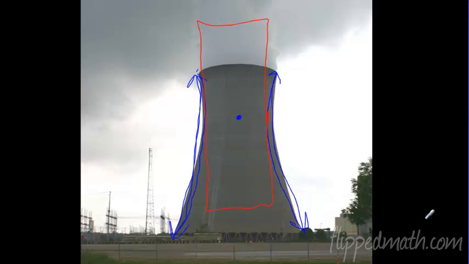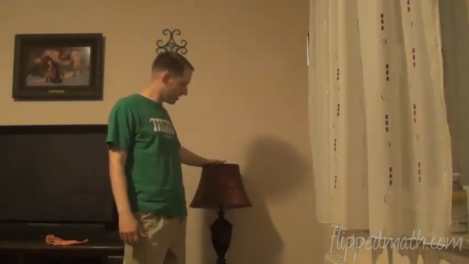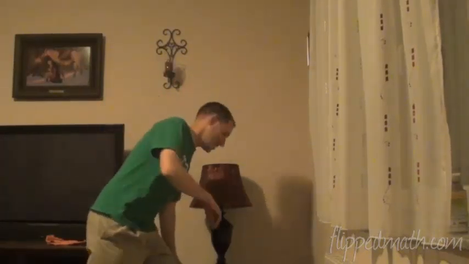Here, let me show you another example. Welcome to my living room. I have here a nice lamp with a beautiful shade on it. And you probably have one just like this in your house, maybe somewhere around. And what you most likely didn't realize is that you often have a hyperbola right in your home. So watch this. When I turn this on, look at that. A hyperbola right on your wall.